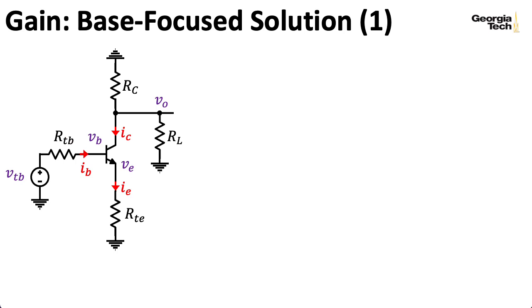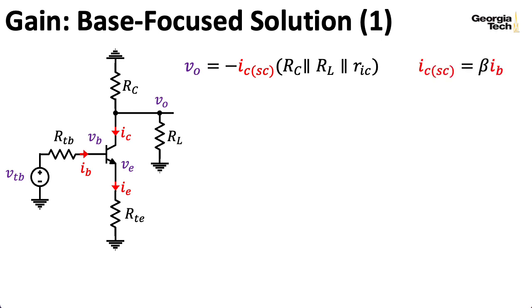When we computed the gain, we focused on what was happening with the collector current. That's the most natural solution, I think, to computing the gain, but it's not the only solution. Let's look at another way to compute the gain. We'll start with the same expression, which is that the output is equal to minus the short circuit current times this parallel combination of resistances. Now, if we knew the base current, we could figure out what the short circuit collector current is by just multiplying it by beta. And remember, this is part of our R0 approximation.